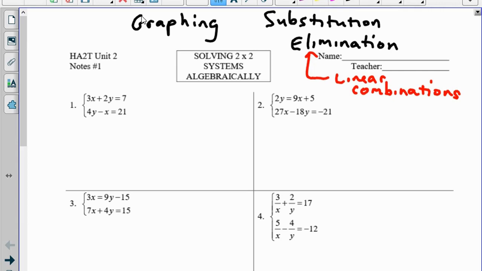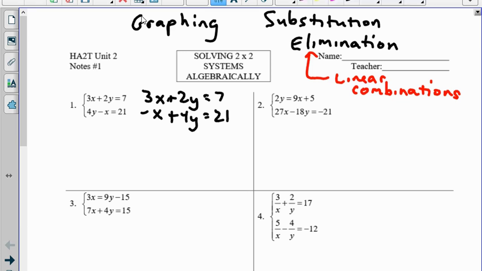Taking a look at number one, first of all, the bottom equation is not written where the x's and the y's are lined up, so we might want to do that. This looks like it's made pretty well for linear combinations or elimination. However, you could also solve this using substitution if you let x be equal to 4y minus 21 in the second equation. But we'll do this one using elimination.